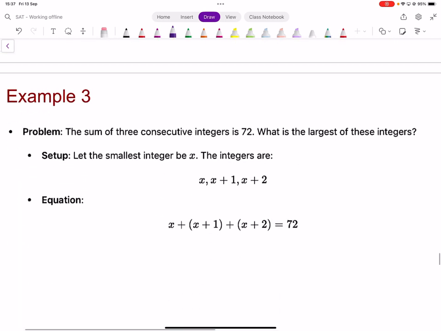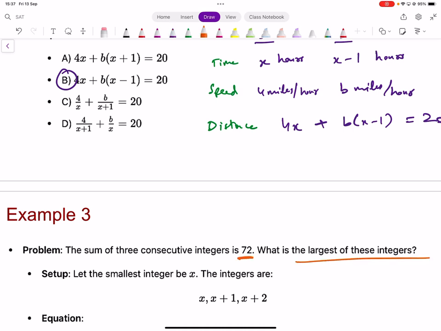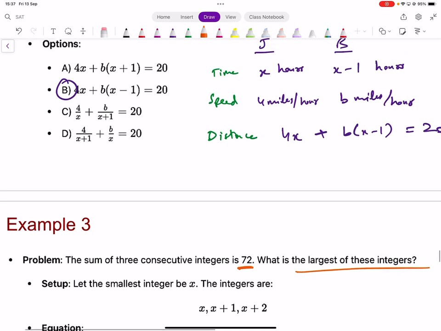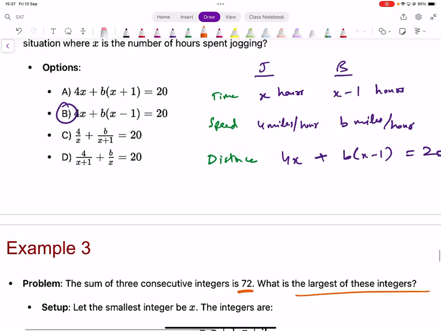Okay. Let's have a look at this now. The sum of 3 consecutive integers is 72. What's the largest of these 3 integers? Sum of 3 consecutive integers is 72. How do you think about this?